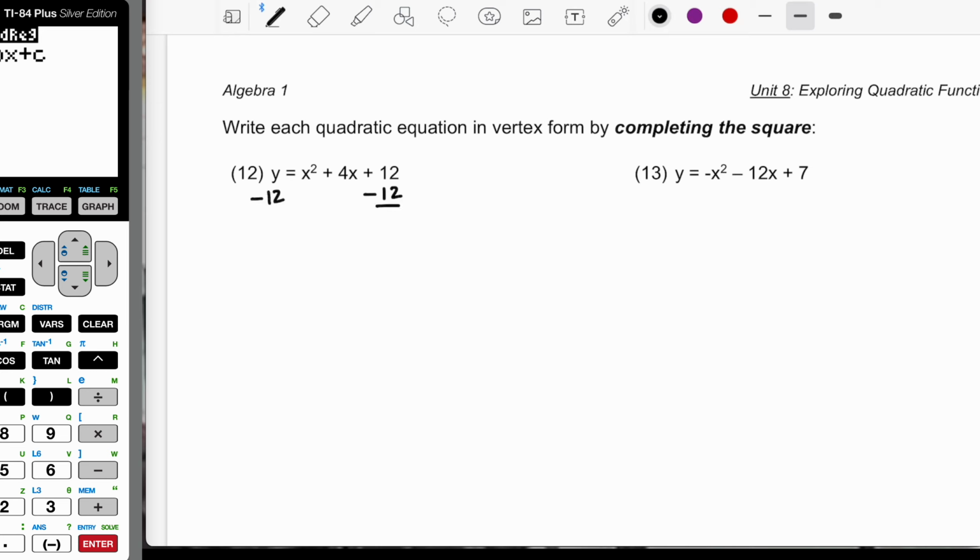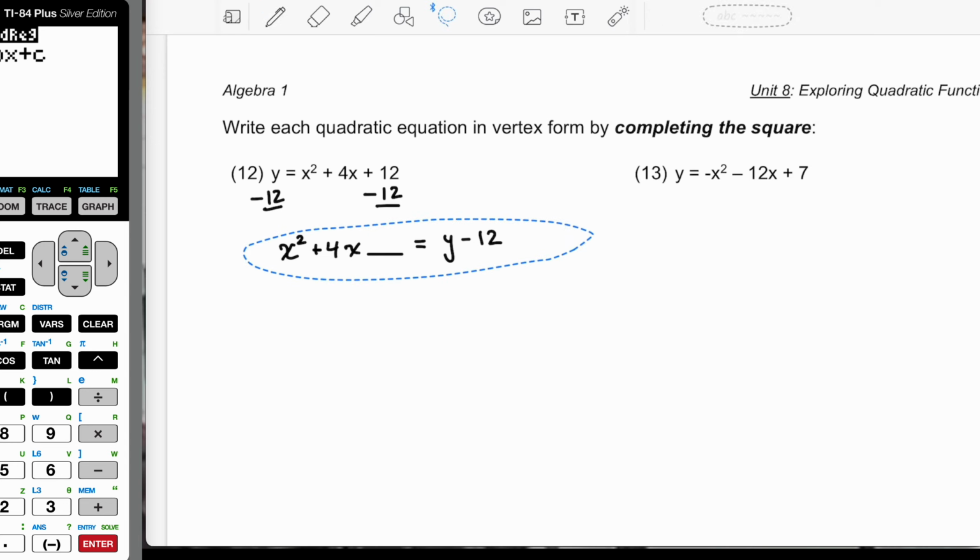Bring it over to the other side and leave a blank, right? So I'm going to write this as x squared plus 4x, and I'm going to leave a little blank to complete the square. And on the other side, I'm going to write y minus 12. When we used completing the square to solve, it was always equal to 0, so the right-hand side didn't contain a y. We didn't have a second variable. Now we do.